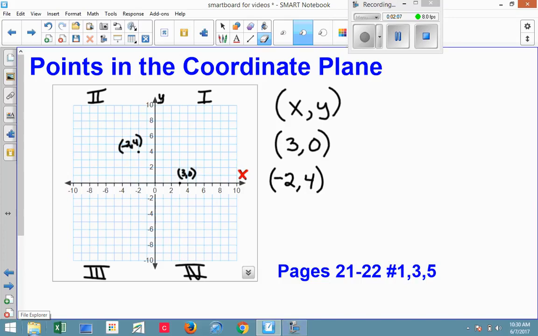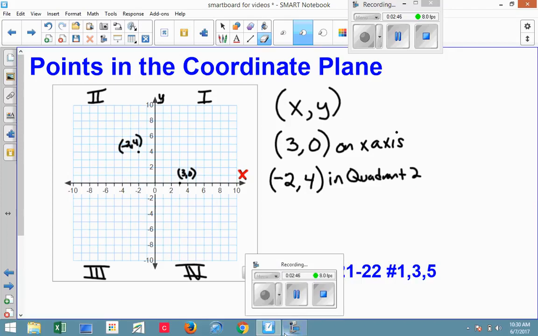Okay, next. If I need to describe where those points that I just plotted are located, I'm going to go to 3, 0 first. That one is located on an axis, and specifically that's on the x-axis. Now, if I were describing where the other point is located, I can see it's here, and we already said that that's quadrant 2. So I would describe -2, 4 as in quadrant 2.